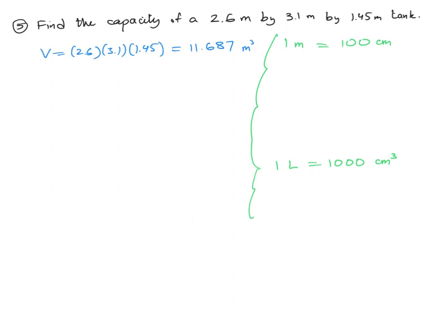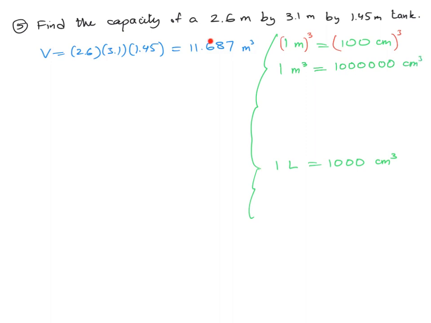So the first thing I'm going to do is cube both sides so that I end up with meters cubed. So 1 cubed is just 1, and then meters cubed. And then 100 cubed is going to be 1,000,000, or if you want to write 10 to the 6th, that's okay. And then centimeters cubed.